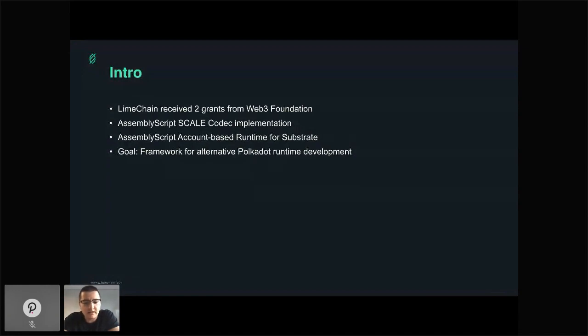The runtime was an account-based blockchain, which was able to do basic transfers. The 2 main goals of the project were to verify that runtimes can be built without using Substrate, and second, to lay the foundations for further development of a framework for alternative Polkadot runtime development.